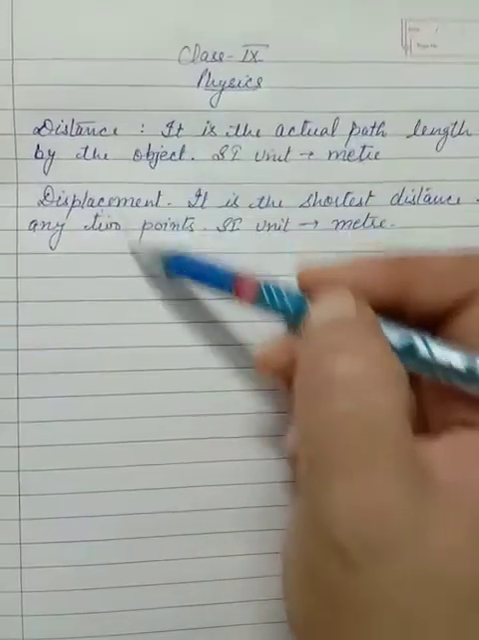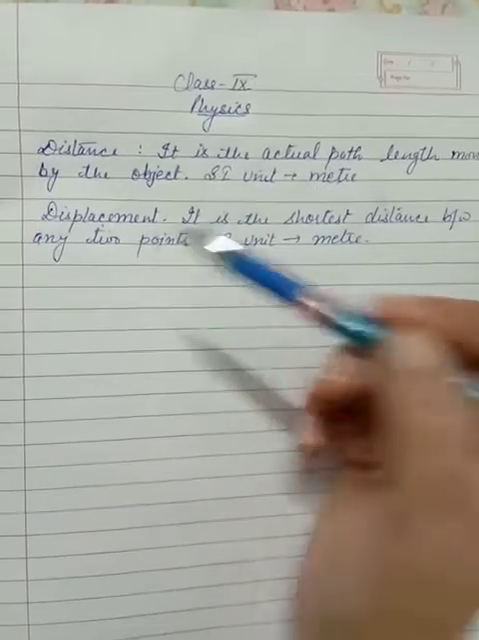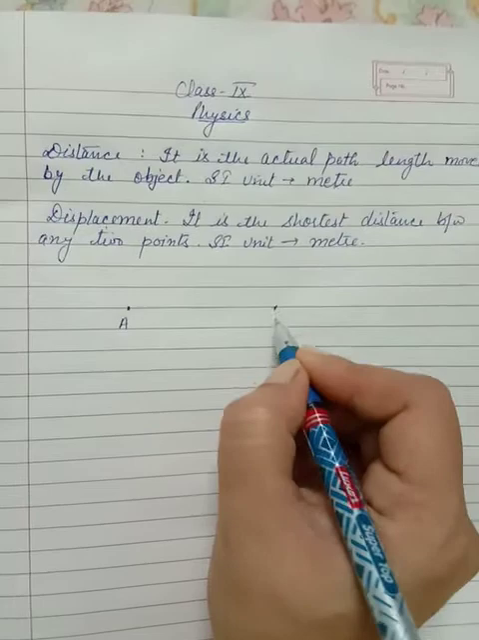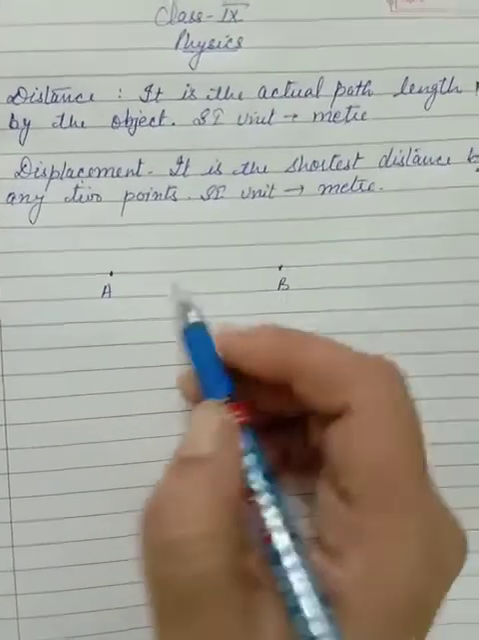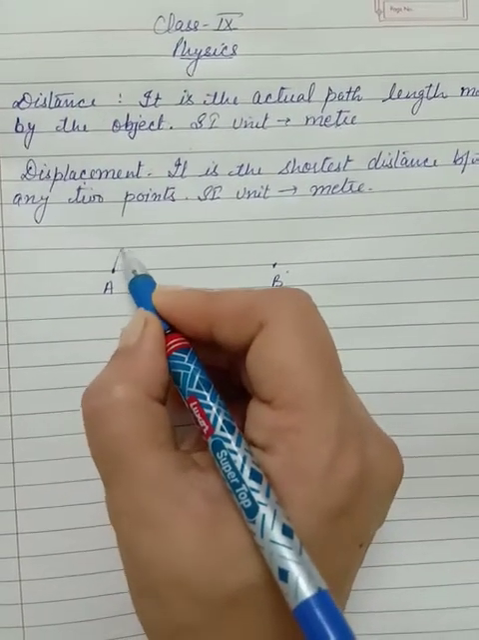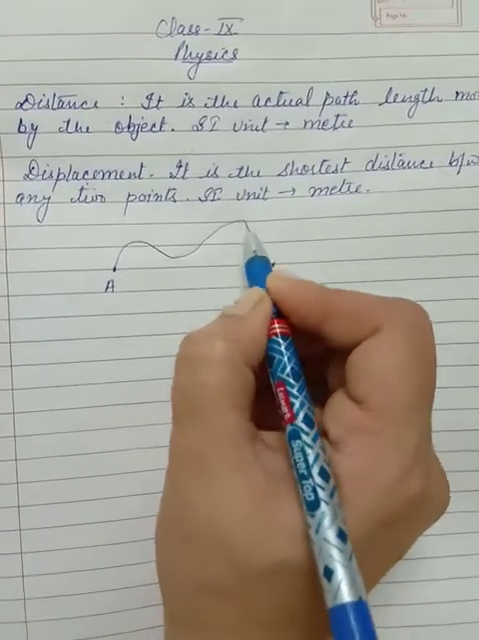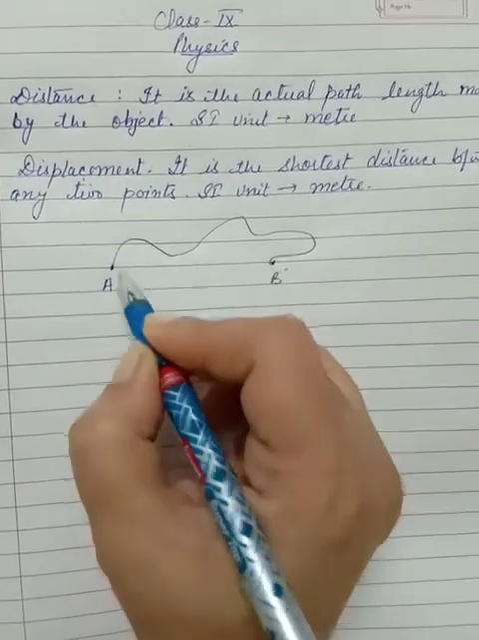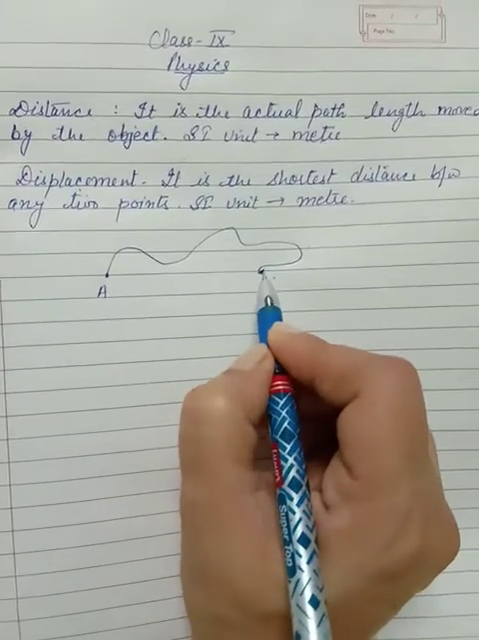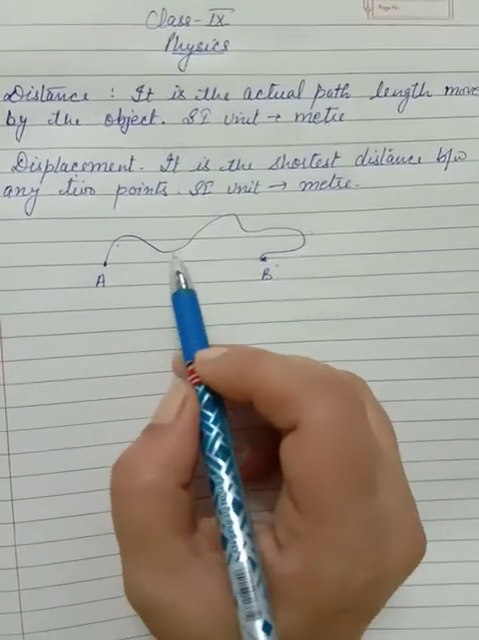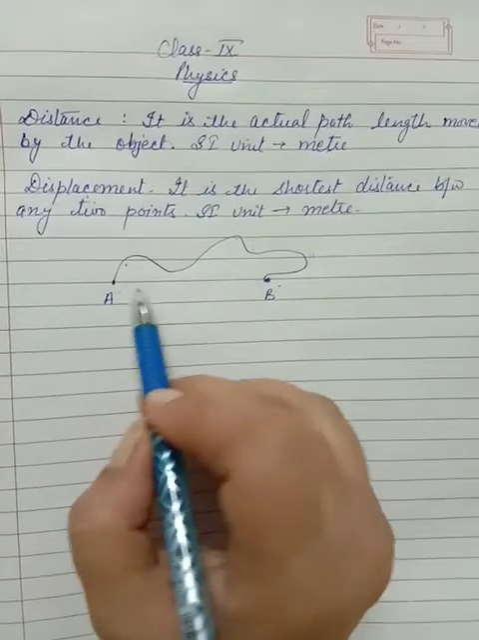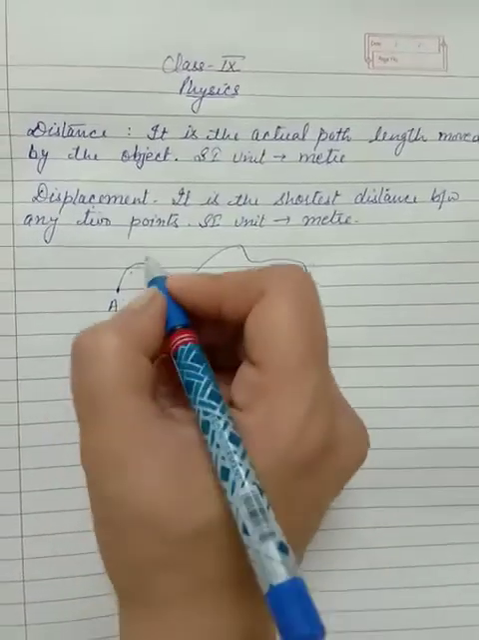Okay, now we will discuss the basic difference between distance and displacement. Suppose here I have my point A and this is my point B. Now two cars are there, both have to move from point A to B. Suppose one car moves in this way from A to B. This is the actual length of the path that it has traveled. So we will say that car A has moved through this distance from point A to B.